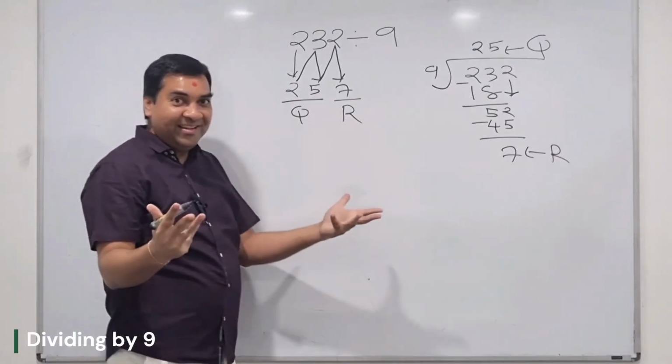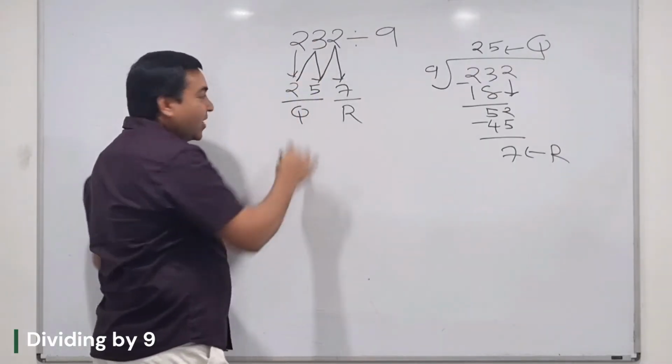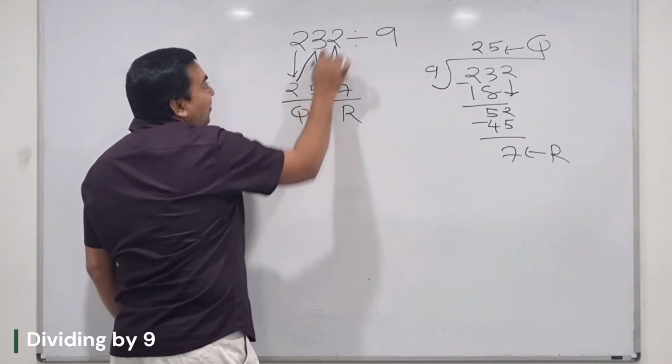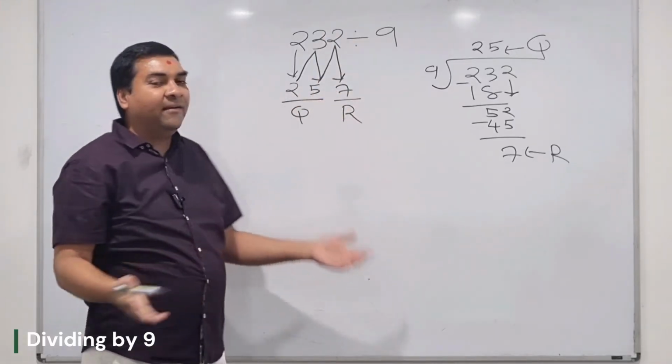What did I do, guys? Is it not really fantastic, guys? Get your 2 down. 2 plus 3, 5. 5 plus 2, 7. Your last digit is the remainder. This is your quotient and done.